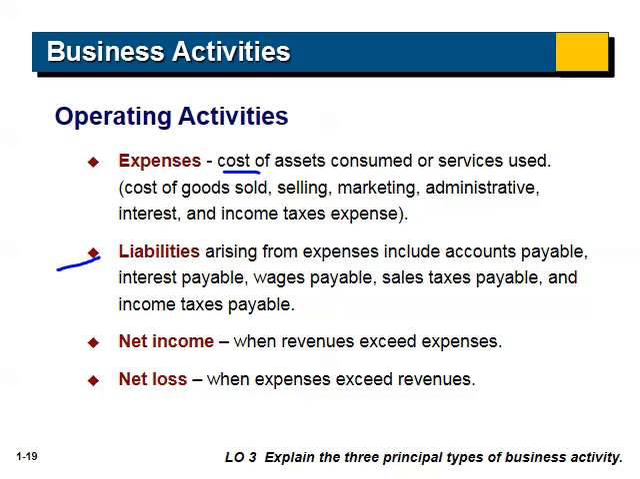We already talked about liabilities. Those are things that you owe. Those arising from expenses include accounts payable, when you buy something from your supplier, interest payable, and wages payable when you owe your employees. Then net income is when you take your revenues and subtract out your expenses, and revenues are greater than expenses. We call that net income. It's also called a profit. So another word for net income is profit.